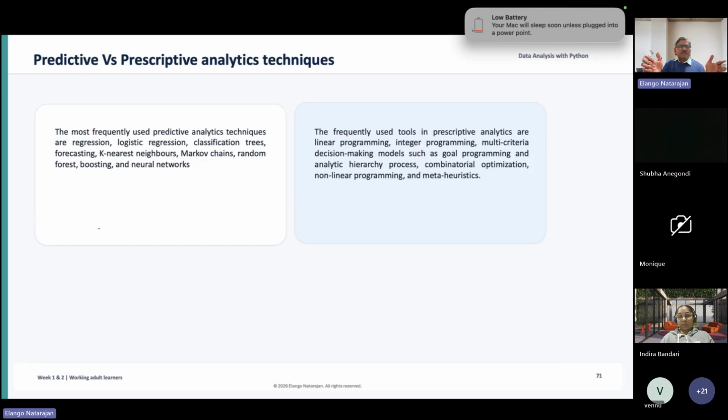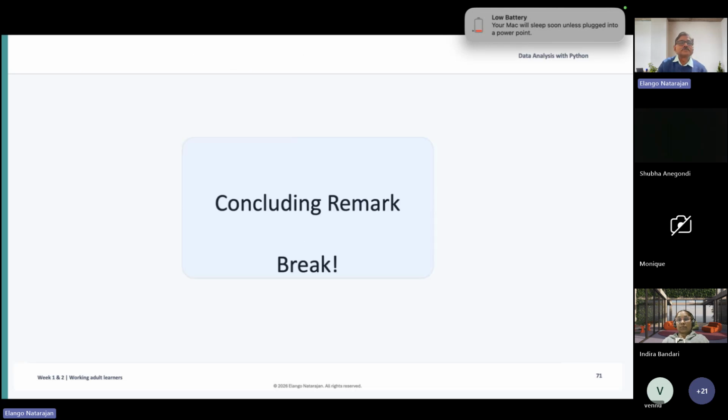Coming to the comparisons, predictive is the simple form. It's prediction done, but prescriptive gives you the optimum solution, where you are using linear programming, integer programming, multi-criteria decision making, MCDM. And you may use any kind of optimization algorithm, even metaheuristic algorithms like TLBO, anything you can use to get the solution. Whereas for predictive, we use regression algorithms if it is regression data, or we use classification algorithms, as I told you in the beginning of the class.